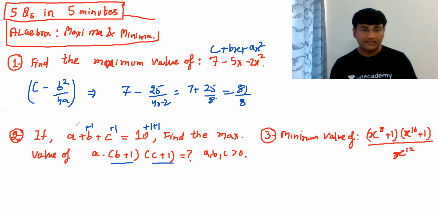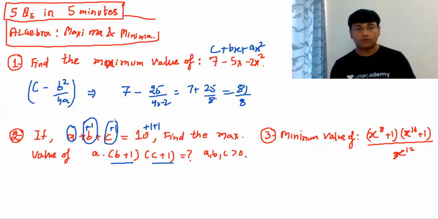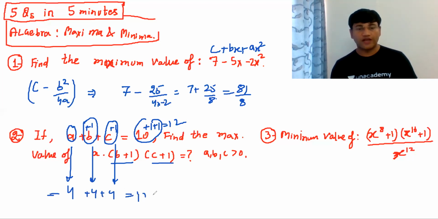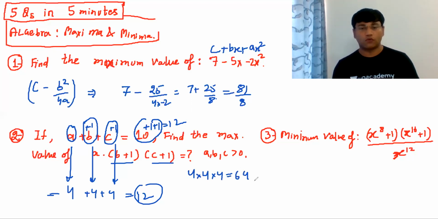So now as you can see that the sum of three numbers A, B plus 1 and C plus 1 is given to be how much? 12. So if sum of three number is 12, the product will be maximum when all are equal. So each of them has to be 4. So 4 plus 4 plus 4, that is how much? 12. So your answer will be 4 into 4 into 4, that is 64.